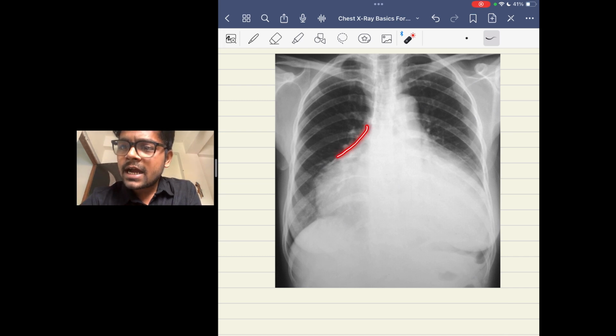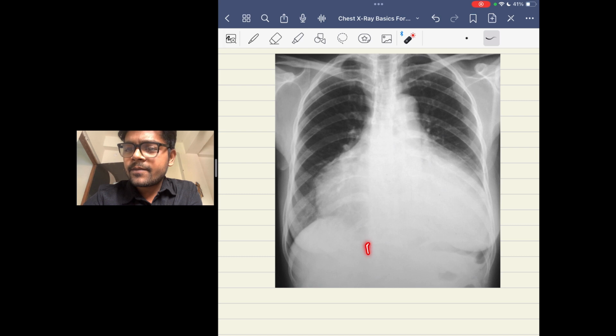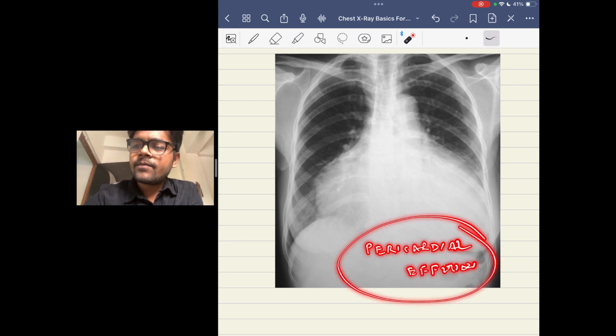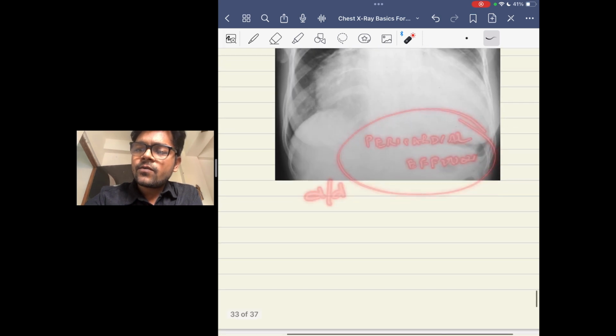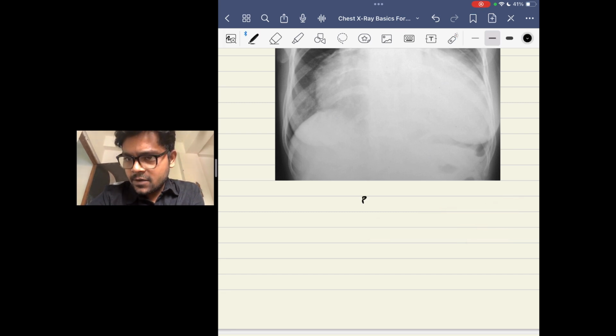Can you see that the heart border is very much smooth in this case, like a water bag appearance? So this is that classical X-ray of pericardial effusion. Pericardial effusion. And so this is an important differential diagnosis with your cardiomegaly. So this is a case of pericardial effusion.